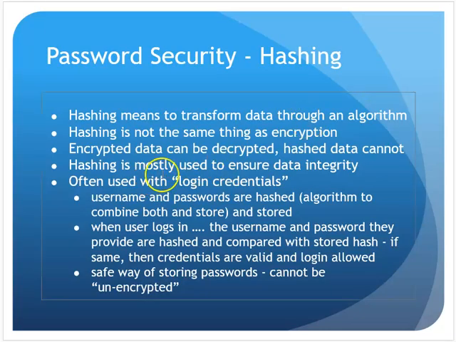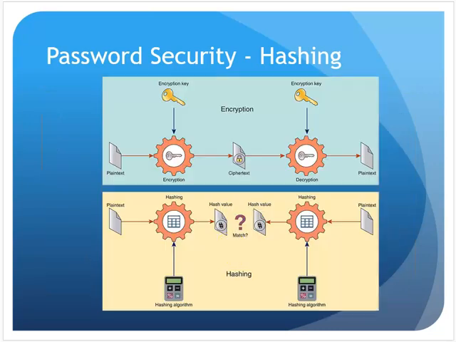Hashing is mostly used to ensure data integrity. And this gets used with your login credentials. What typically happens is the username and password are hashed together. So it combines Doug Brown with a password of password, puts them together and stores them. And here's the encryption up top. If I encrypt, I use the encryption key, and here's the encrypted data on the receiving end. I use the encryption key to decrypt, if you will, and get the plain text out. So encryption is meant to be decrypted in some manner so I can get the original message out.